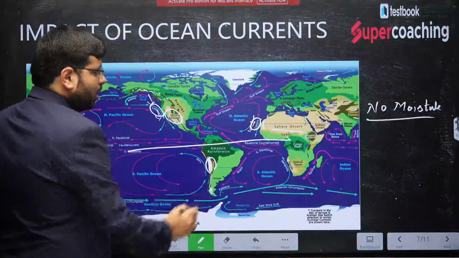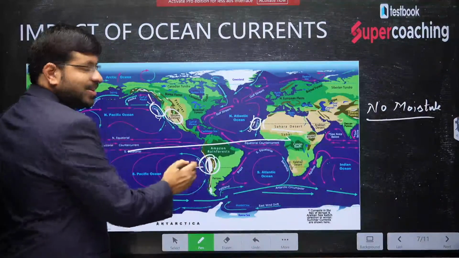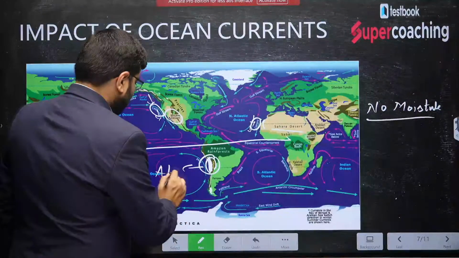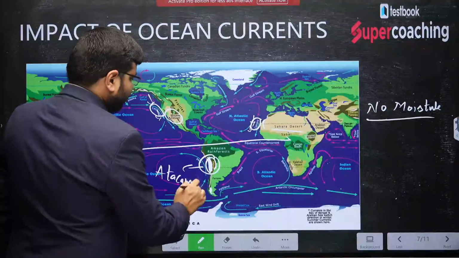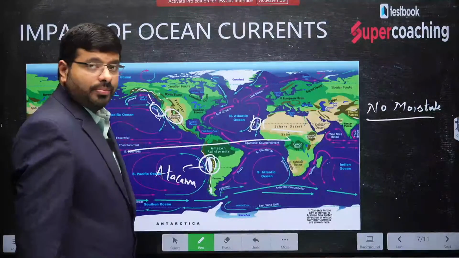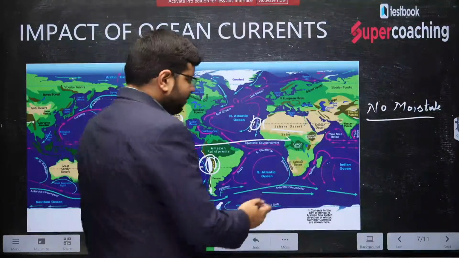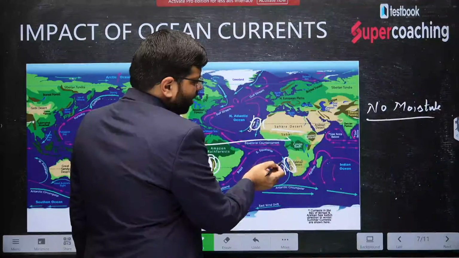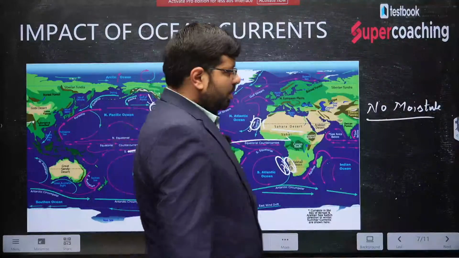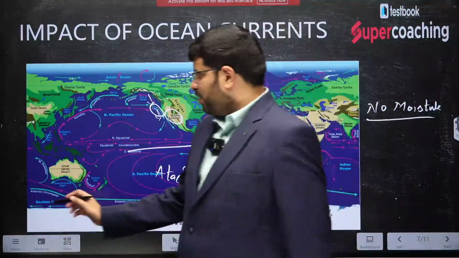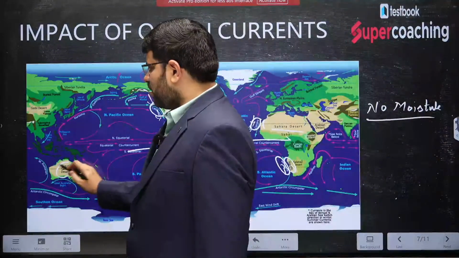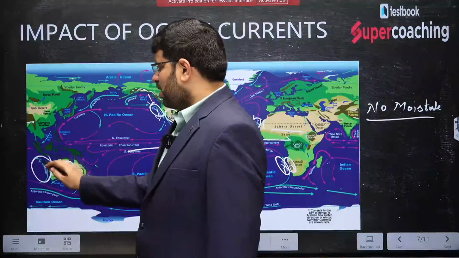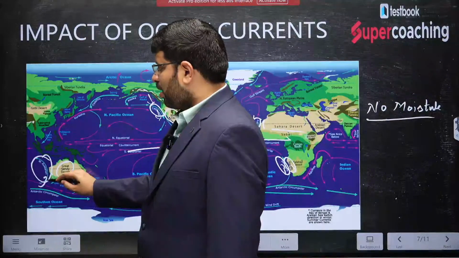Here you have a desert by name. Can you name this desert? Anyone? Atacama Desert. Atacama Desert of South America. Then similarly, you have the Namibian Desert here, which is associated with a cold current called Benguela. Similarly, even for Australia, you can see here the Great Sandy Desert or the Great Australian Desert is associated with the West Australian current, which is coming from the lower latitude.